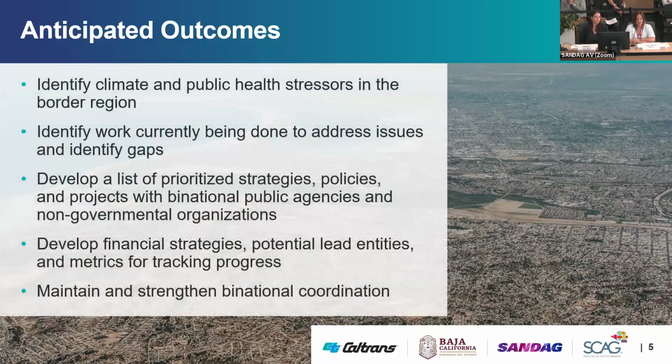What are the anticipated outcomes of this plan? It'll be one location that summarizes the work currently being done and the gaps that exist. It will build consensus around a list of prioritized strategies, programs, policies, and projects among binational public agencies and non-governmental organizations. This will give us the resources to advocate for these projects in the region when opportunities for funding come along. Finally, and most importantly, it will maintain and strengthen binational coordination on climate and environmental justice issues affecting our border region.